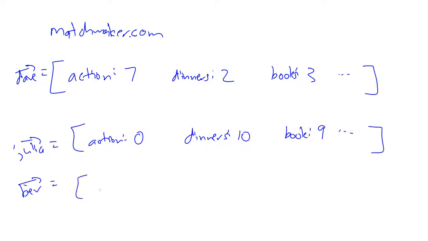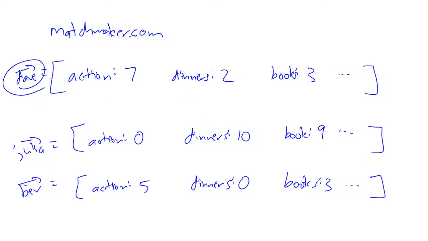And then let's say Bev is kind of iffy about action movies. She can take them or leave them. She knows she likes to stay in for dinners, though, not to have dinners out, so that's a 0. And she doesn't really like books that much either. Maybe she's a 3 there, etc. What Matchmaker.com basically does is it does a huge amount of computations on vectors of this kind to say, hey, who should I recommend that Dave hook up with?